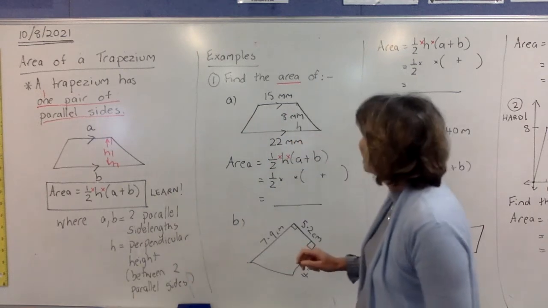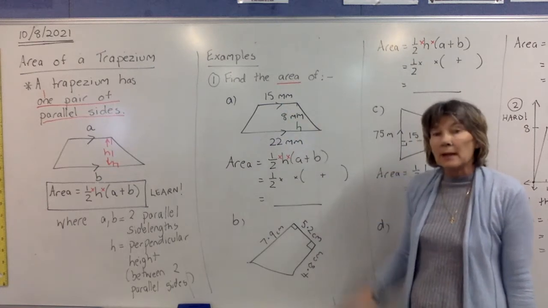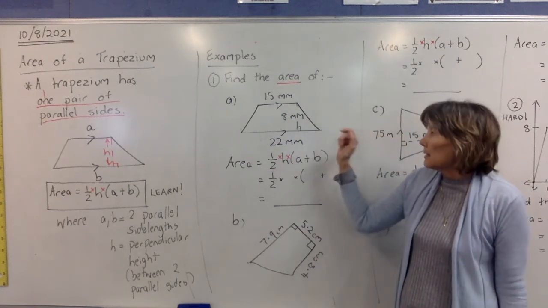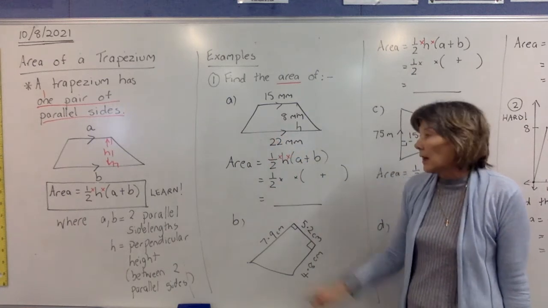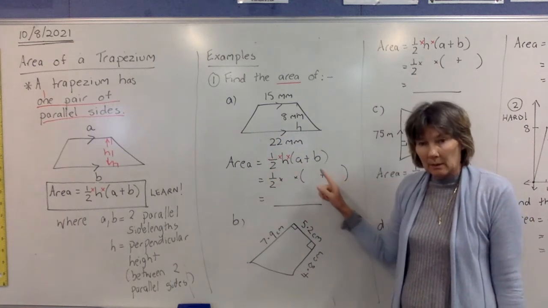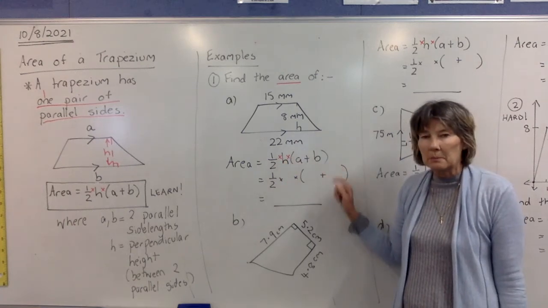Okay, so looking at our first example, we're finding the area. Underline what you're doing. Now, we look at it and we go, there is one pair of parallel sides here, so this is a trapezium. Then we write the formula down. Area equals half times h times bracket a plus b.